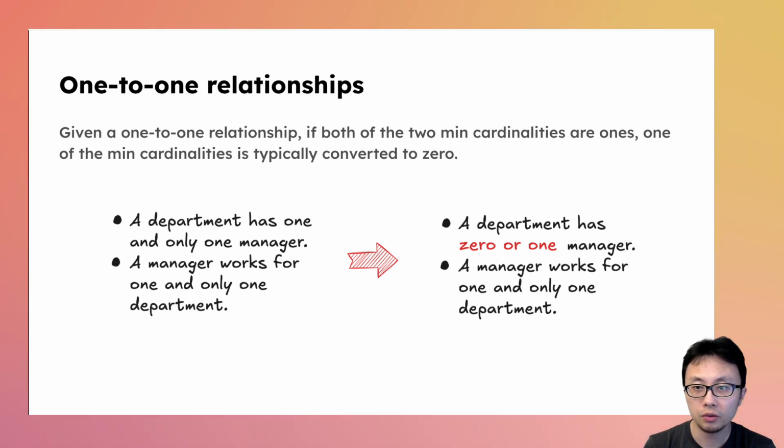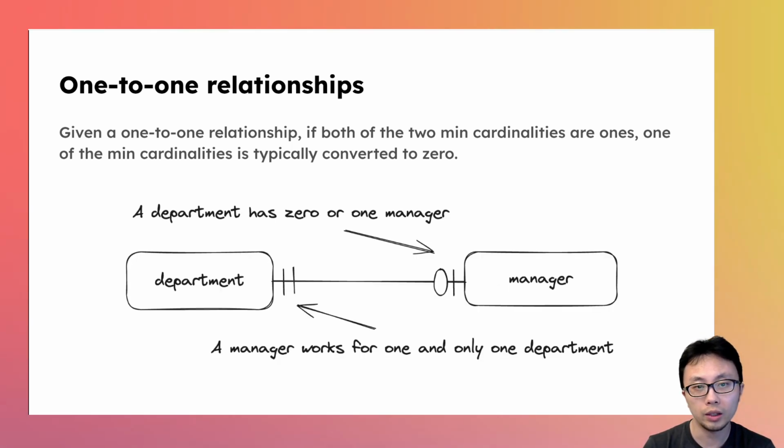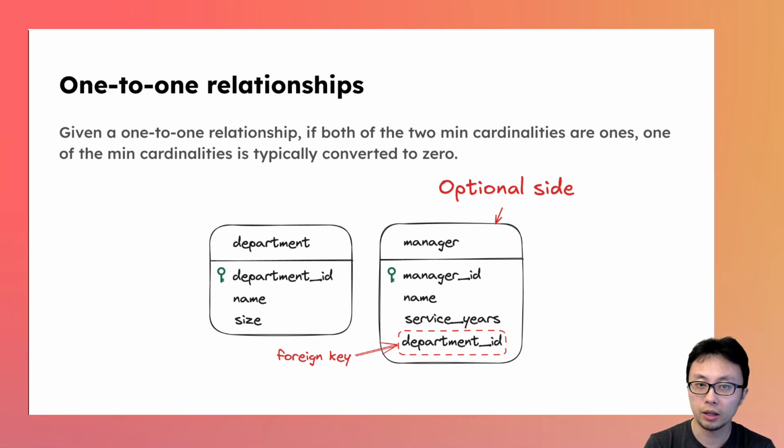The first sentence will be revised from a department has one and only one manager to a department has 0 or 1 manager. Based on the revision, you can relax the main cardinality from department to manager from 1 to 0. After that, you have an optional site again, and you can place a foreign key in the optional side. If the two tables are ever represented in an ER diagram, the proper representation will look like this.